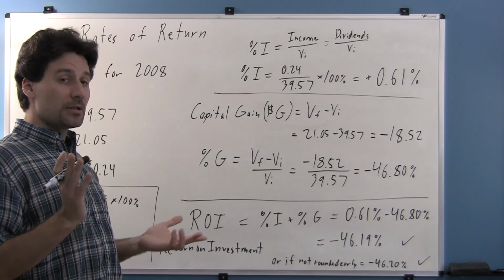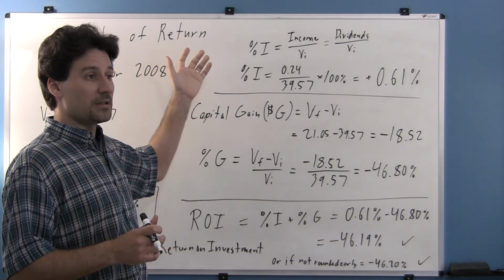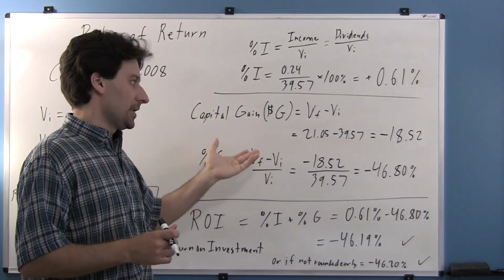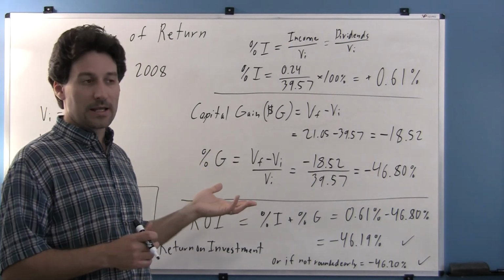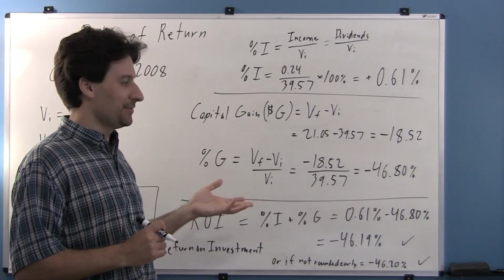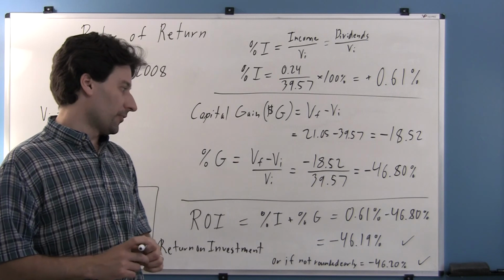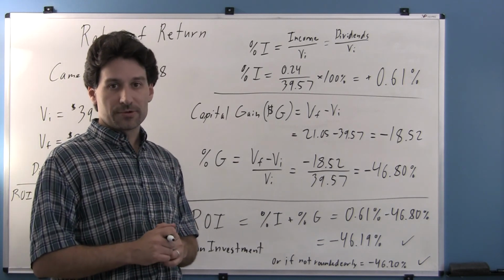But yeah, we just calculated the rates of return. Like I say, we made 0.61% on the dividends. We lost 46.8% on the investment itself, the capital gain part, buying and selling the stock. Buy high and sell low, which you don't want to do. And so for the overall rate of return, we can just add them up for a loss of 46.19% or 46.20%.